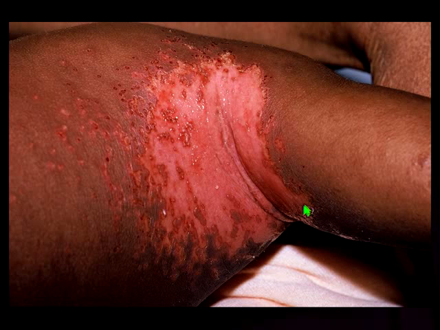And another example. The point with this picture is that sometimes you won't see the vesicles. These kids are extremely itchy. They may scratch them off. They may coalesce, and you may just see very large erosions. But if you look very carefully, you can still see the punctate nature of these lesions.